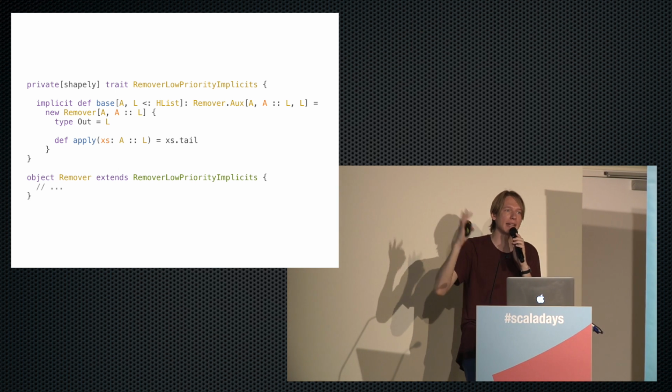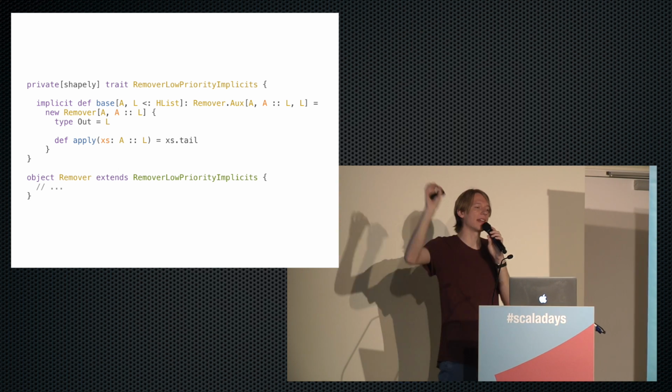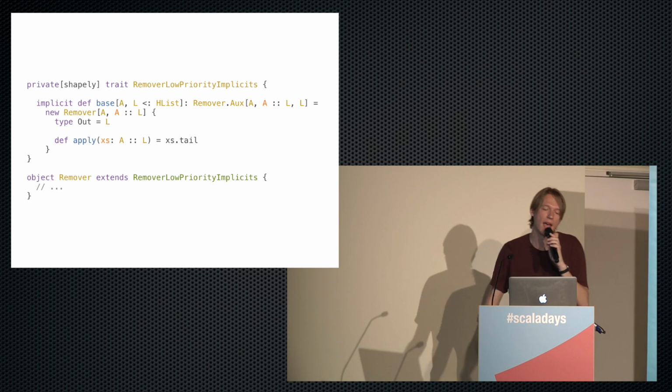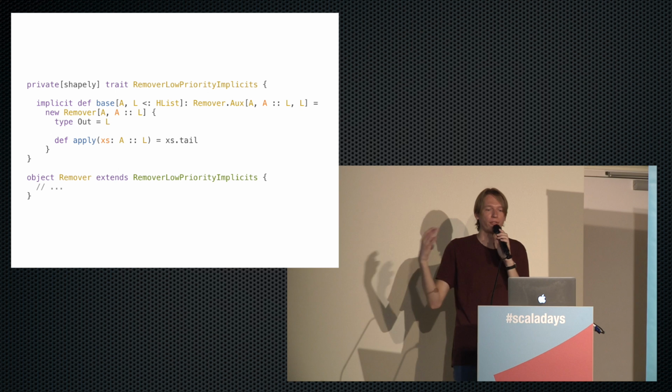It applies to any type A, and any type A that's at the head of the HList, right? That's basically the only constraint that it has. So this is the more general fallback case.